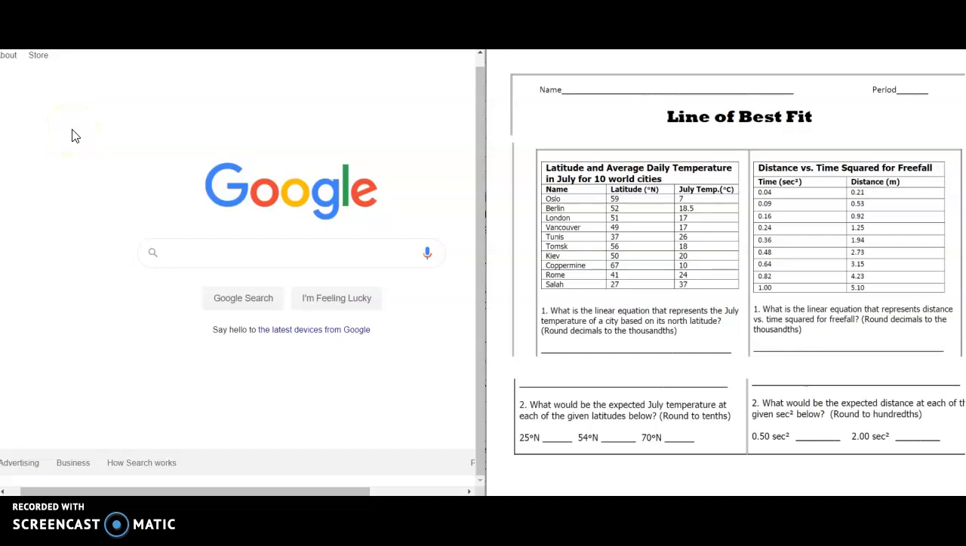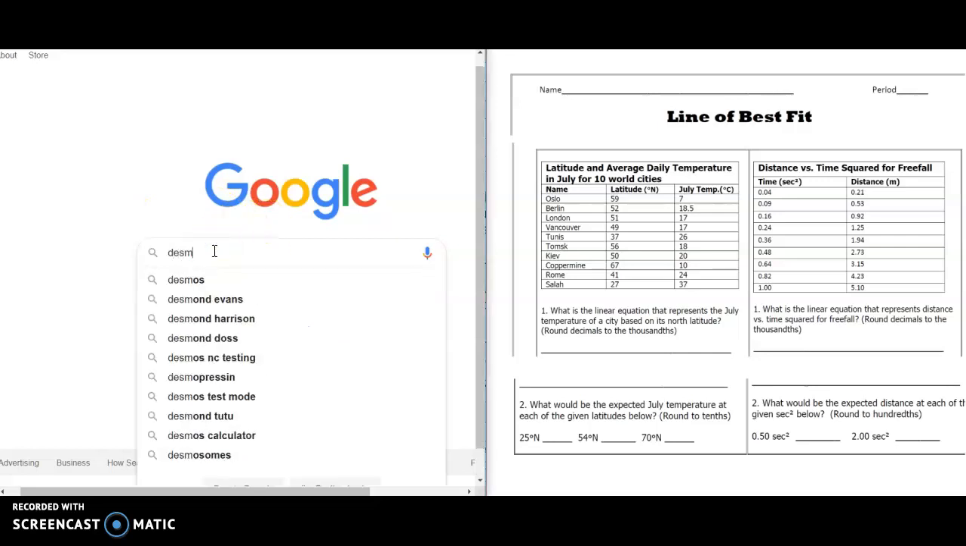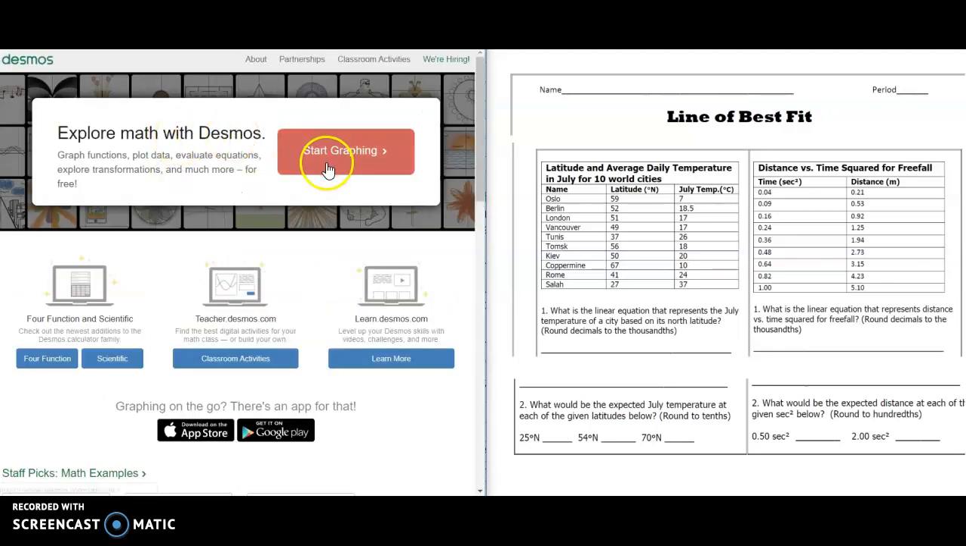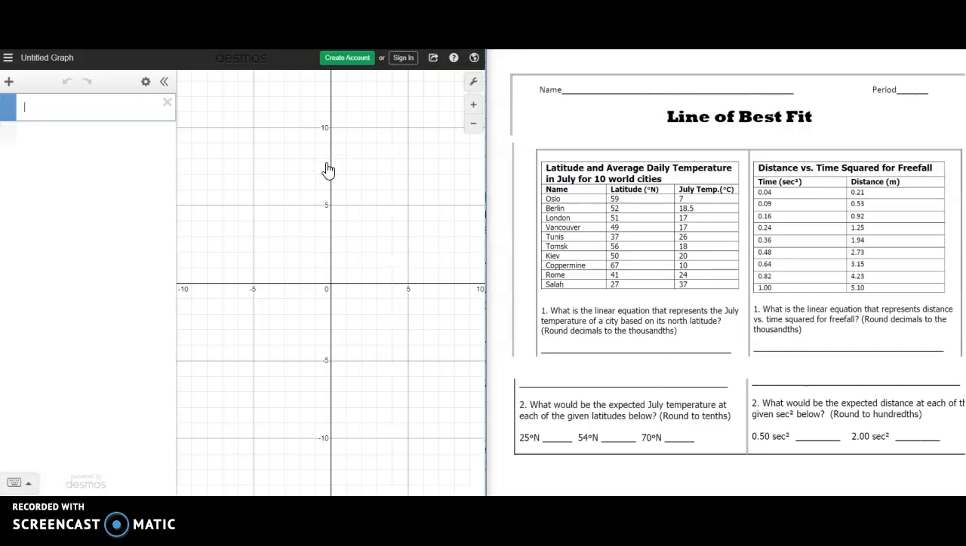Hello guys, today we're going to be doing some more problems with the line of best fit. So in order to do this, let's go ahead and go to Desmos. Again, I encourage you to follow along. We're going to type in Desmos and we want to start graphing. I encourage you to do this on your own computer as we go along.